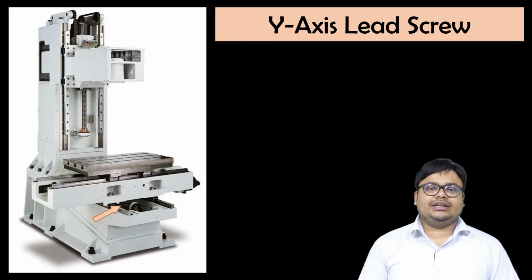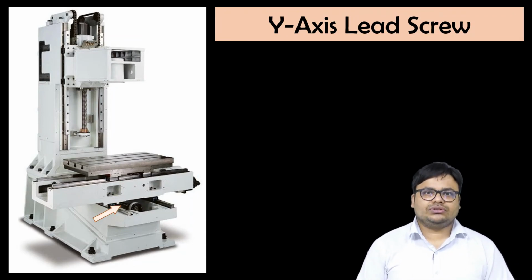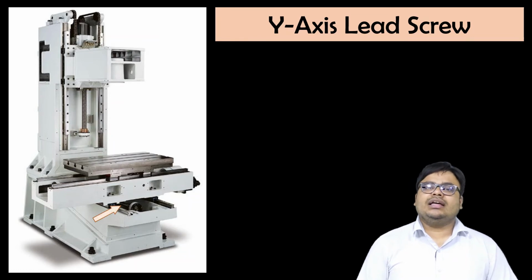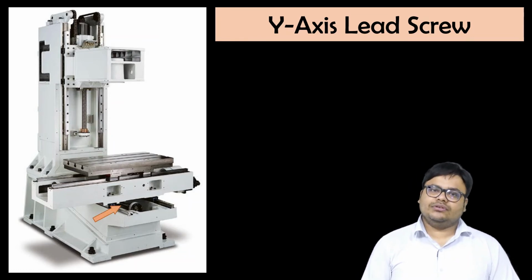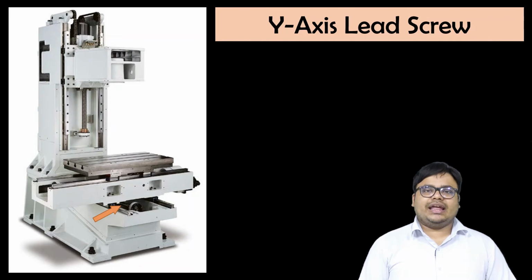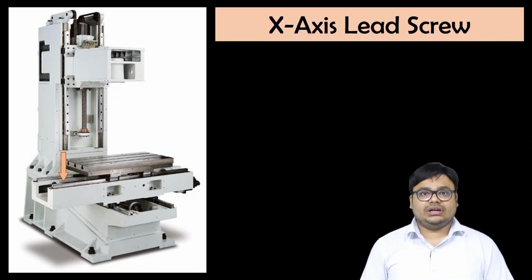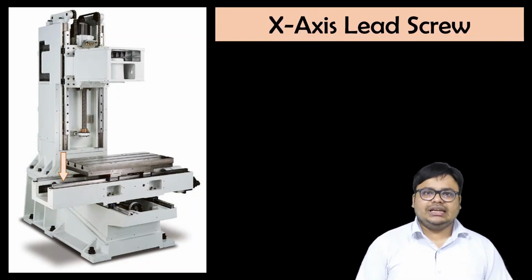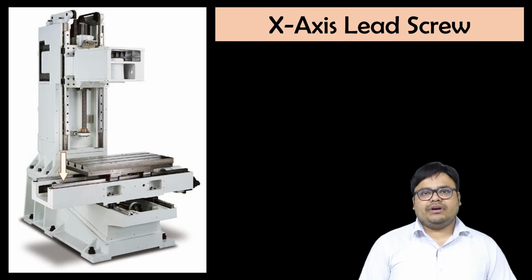As you can see over here, in the y-axis, as the arrow mark is showing, although the lead screw is not clearly visible, in that area the lead screw is there for movement of the y-axis. Then for the x-axis, the lead screw is also not clearly visible in this picture, but still in that area you will find the lead screw present for the movement of the x-axis. Then I had told you regarding the lead screw, so here is the slide.